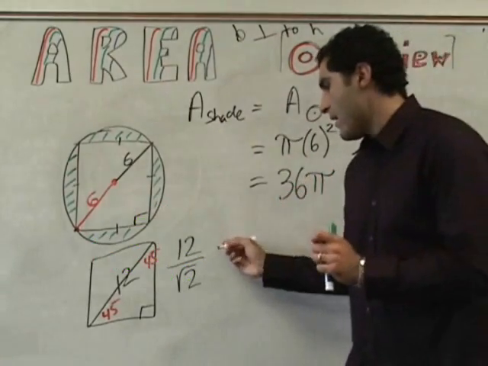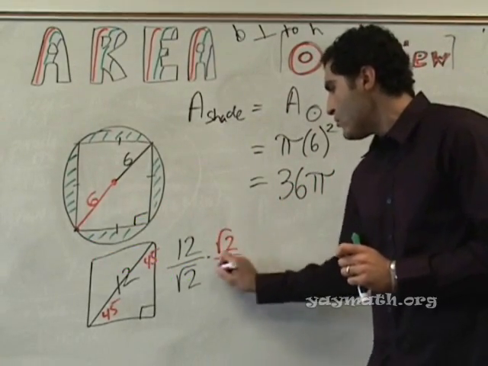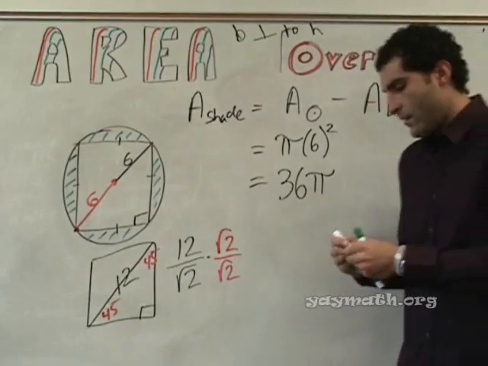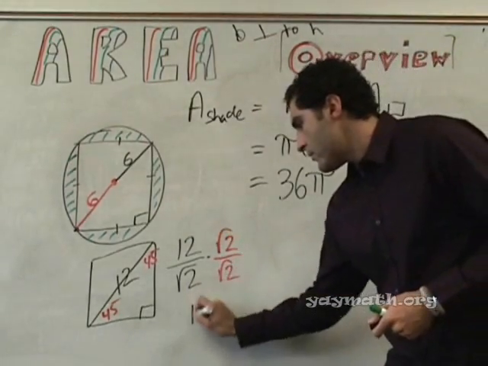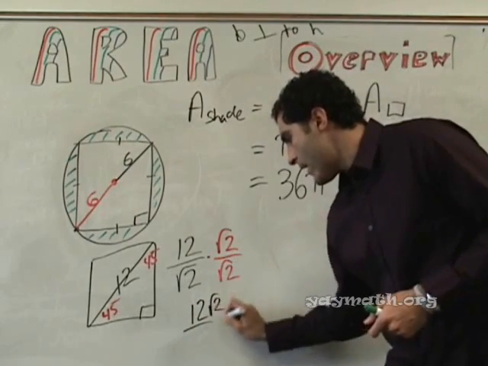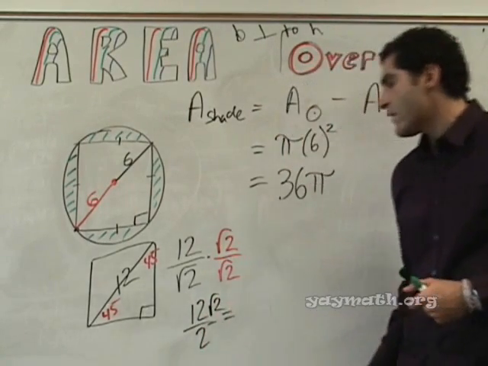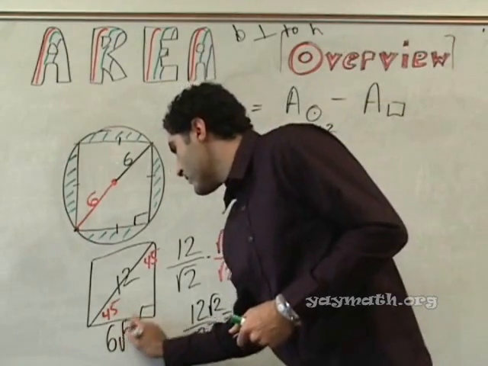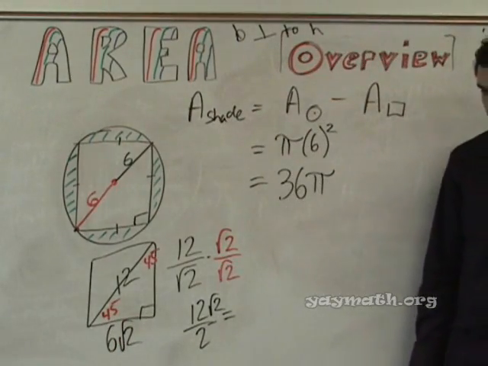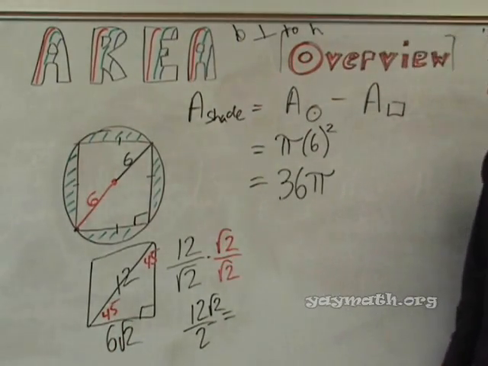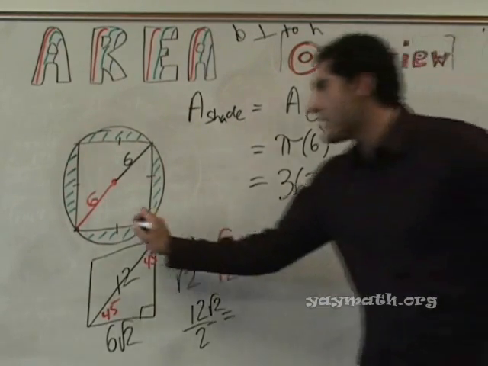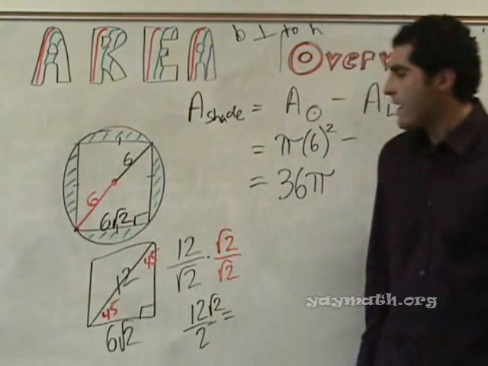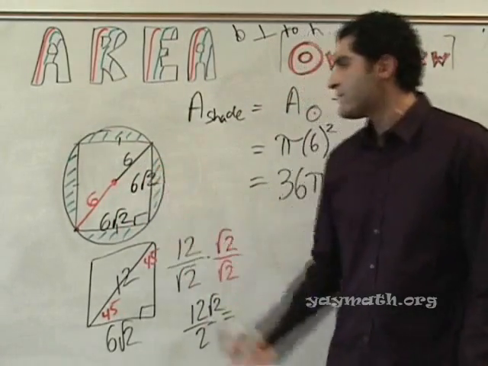So now this becomes 12 rad 2 divided by 2, which becomes 6 rad 2. That is the leg. All right, so we need the area. I'm going to put 6 rad 2 in the picture now, and I'm going to put 6 rad 2 here as well.